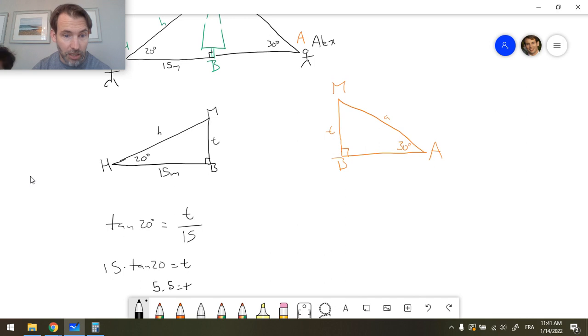5.5 equals t. Okay, so now we can use that in this triangle here. Let's just substitute it in. This is 5.5. We don't need to think of that as t anymore. All right, 5.5. Now, in this triangle, we're going to need to find h. There's a few ways to do it. We could use a squared plus b squared equals h squared, no problem.